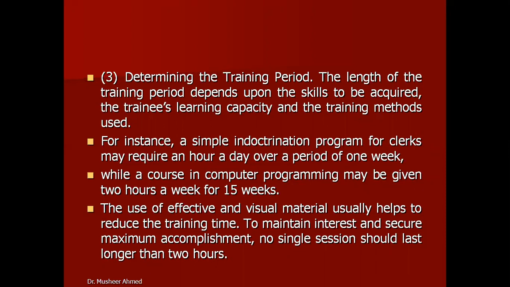Like for example, a simple training program for clerks may require an hour, a day, or a week's time. If you are imparting clerical training to a group of trainees, a short term training may take 1 hour or 1 day. For a medium term training, it may take a day's time. For a long term training, it will take not more than a week's time for clerical training, right?